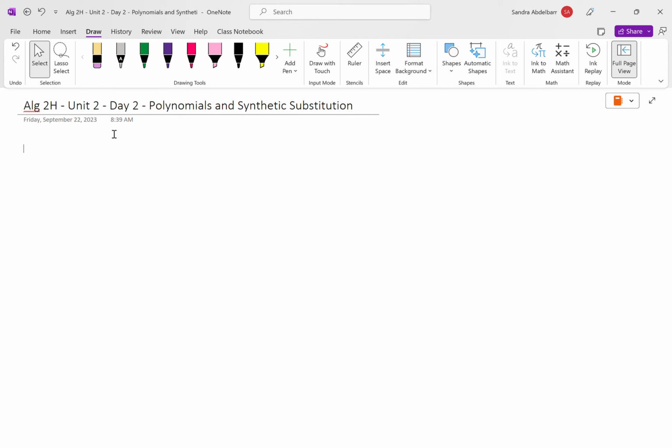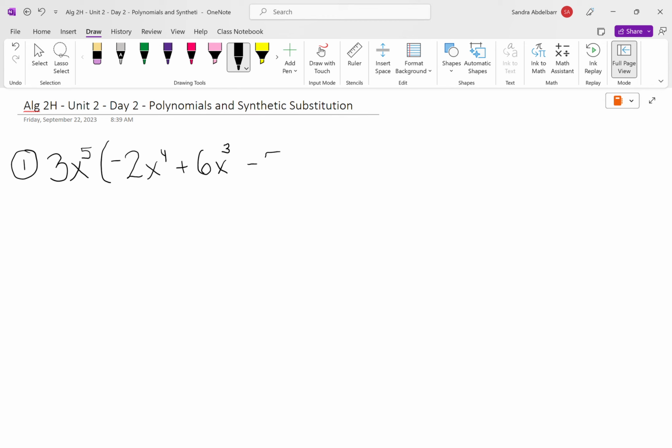We're going to continue with multiplication, but instead of multiplying monomials, we're going to multiply bigger things. So again, this is just a review Algebra 1 concept. We're going to have 3x to the 5th times the quantity of negative 2x to the 4th plus 6x to the 3rd minus 5x.